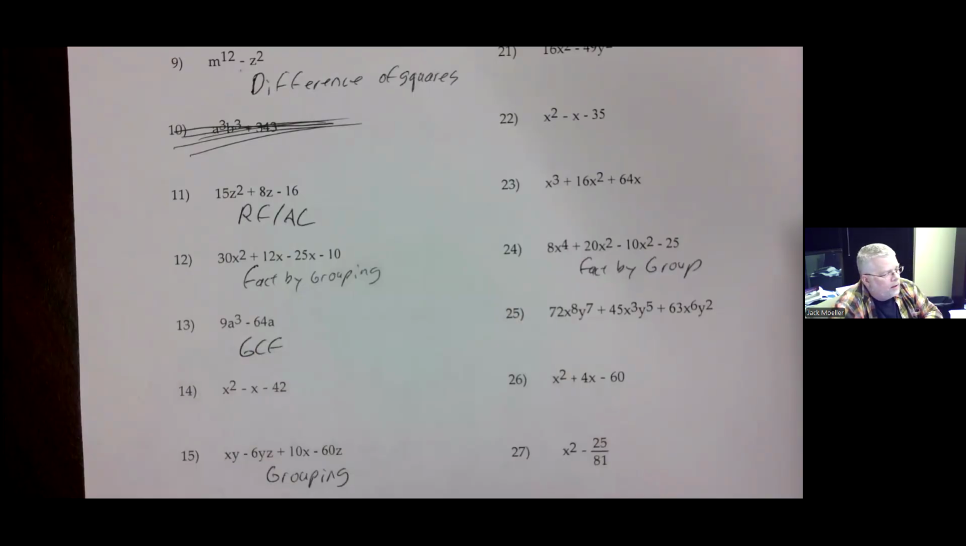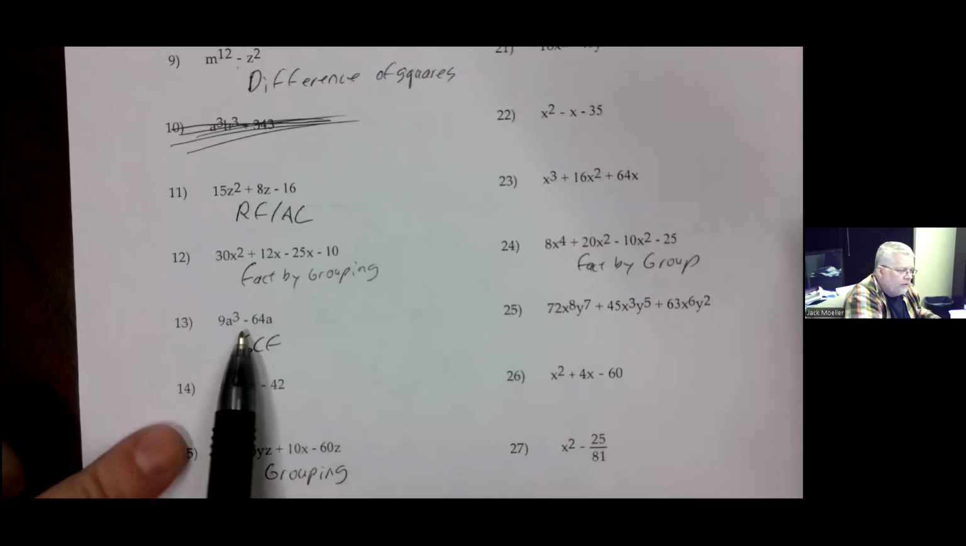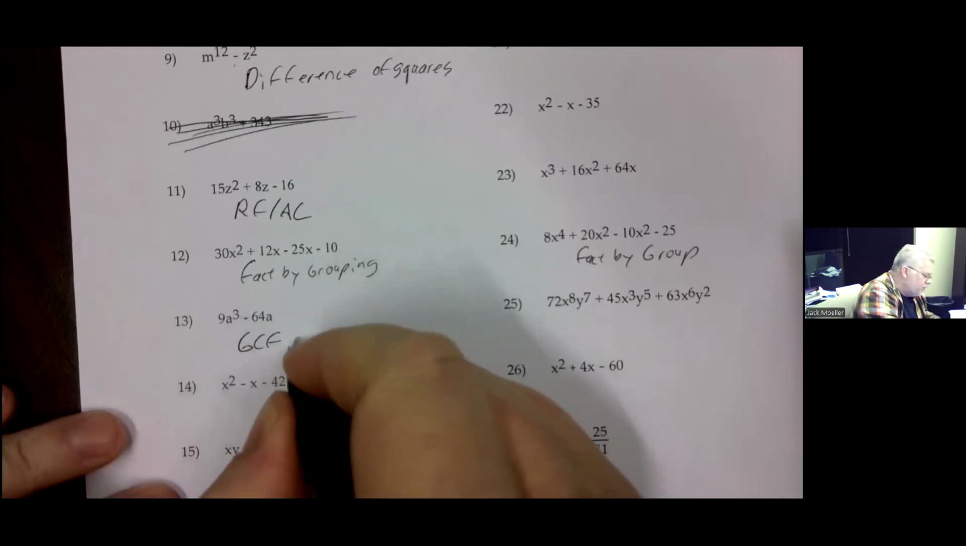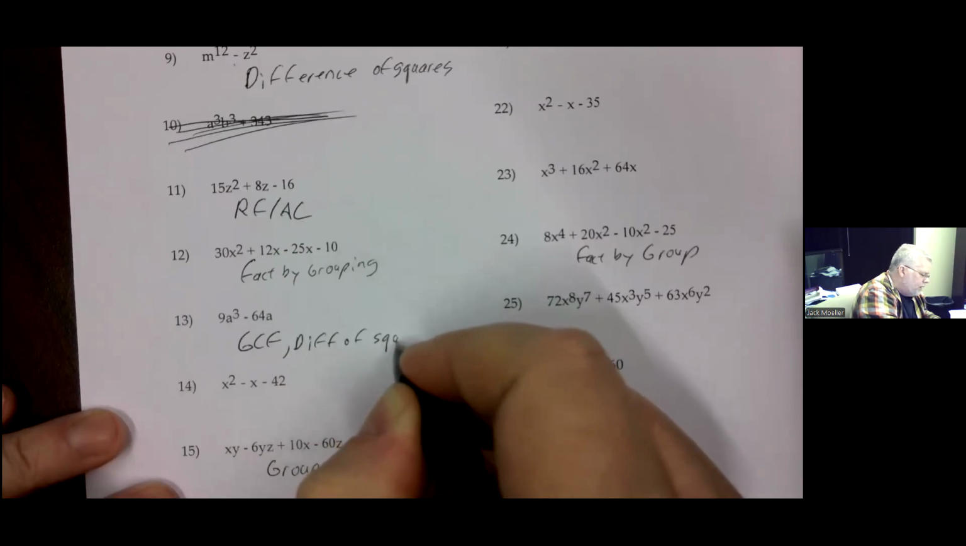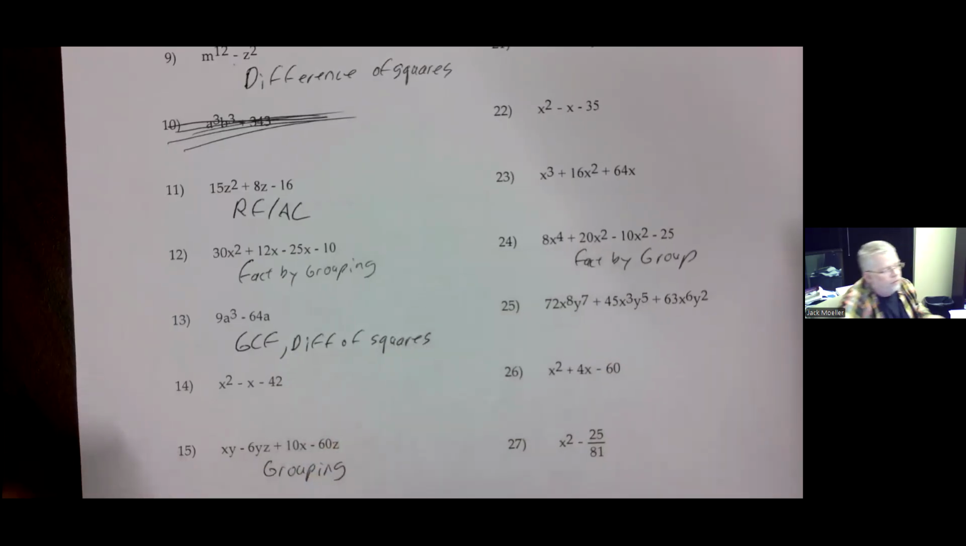Well, you look at it, and that's got a cube, so that's cubic, not squared. So you may think there's not a difference of squares, even though the 9 is 3 squared and 64 is 8 squared. Well, it turns out that after you factor out the GCF, this actually is a difference of squares. But if you don't factor out that GCF, then you can't do difference of squares.